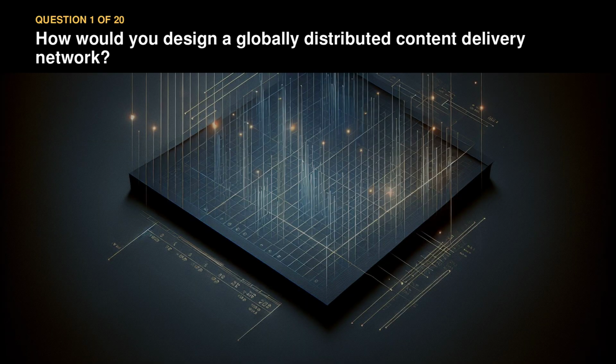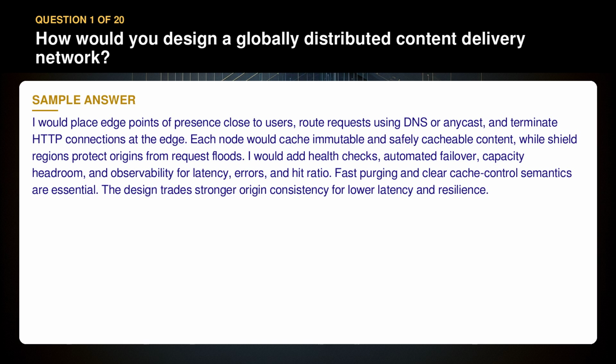Question 1. How would you design a globally distributed content delivery network? I would place edge points of presence close to users, route requests using DNS or anycast, and terminate HTTP connections at the edge. Each node would cache immutable and safely cacheable content, while shield regions protect origins from request floods. I would add health checks, automated failover, capacity headroom, and observability for latency, errors, and hit ratio.